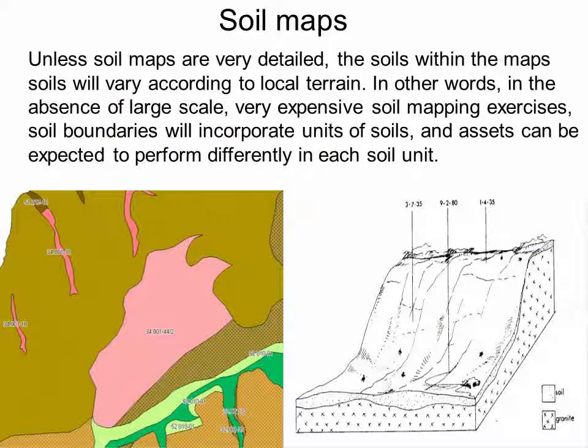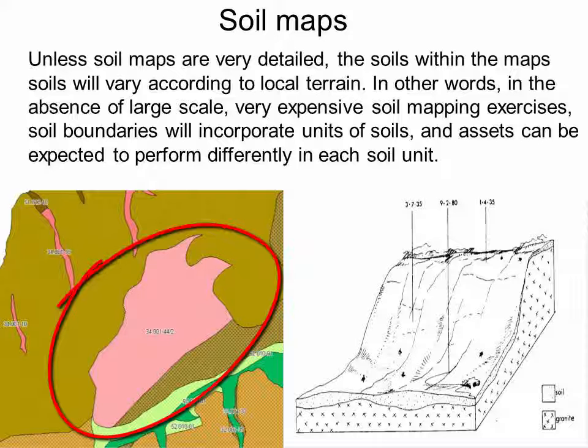Let's now talk about the nature of soil maps because it's pretty important to understanding how all this is going to unfold. Unless soil maps are very detailed, the soils within the maps will vary according to local terrain. In other words, in the absence of a large-scale, very expensive, very detailed soil mapping exercise, soil boundaries are going to incorporate units of soil, but the problem is that assets can be expected to perform differently in each soil unit. So let's just look at a typical example here.